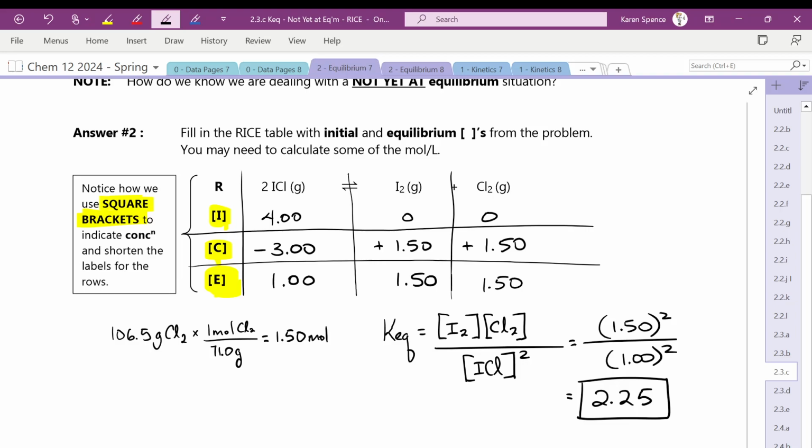Okay, so we start with some of this and then the top. So the reaction goes fast, so it's using up this. It's using up a negative.